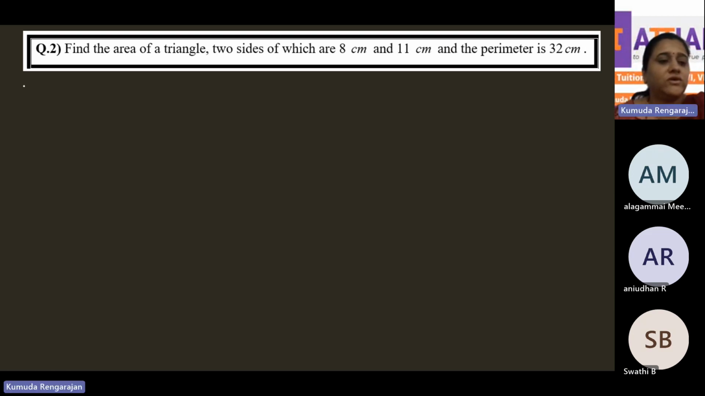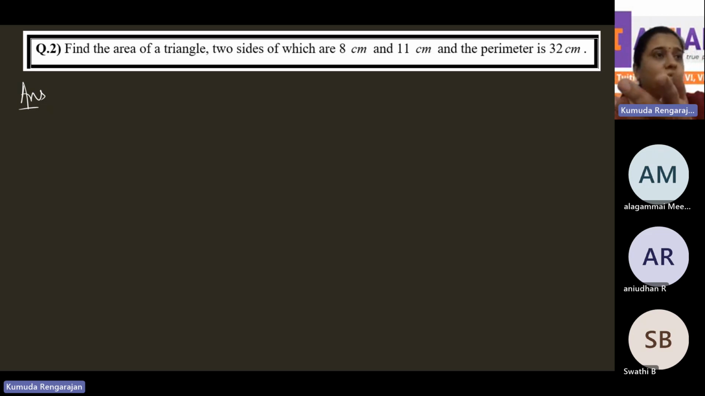So we'll just start this one together and then I'll leave you to finish it. So what is given? Two sides are given, right? And the perimeter is given. So what do you need? A, B, C and semi-perimeter, correct? You know A and B. A is 8 centimeters, B is 11 centimeters. C we don't know, but we need to find C.